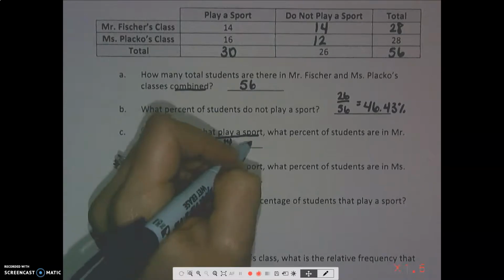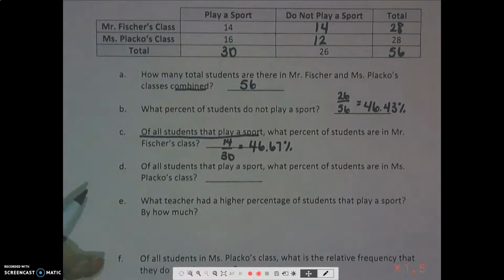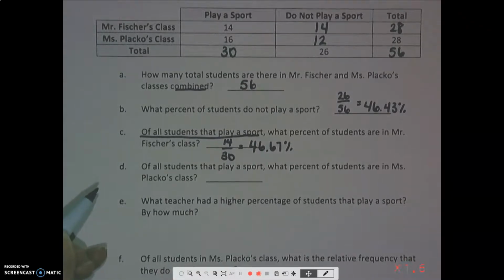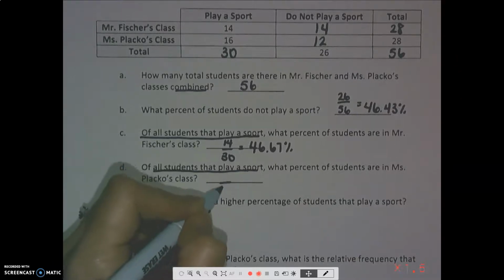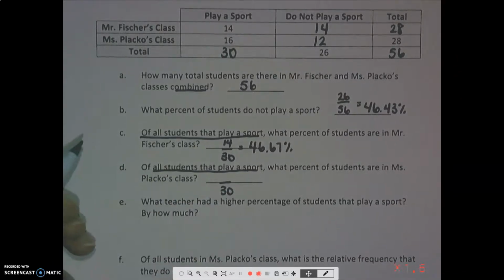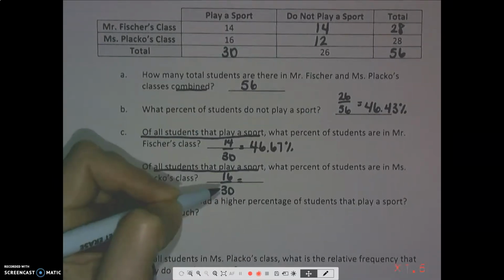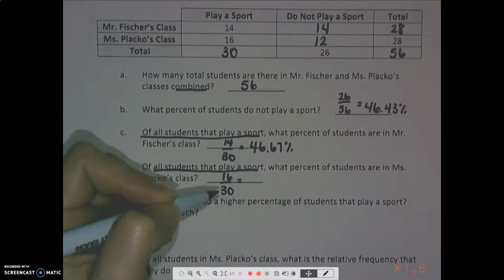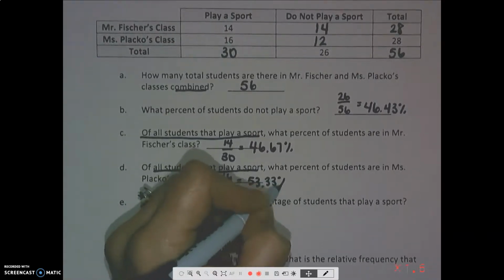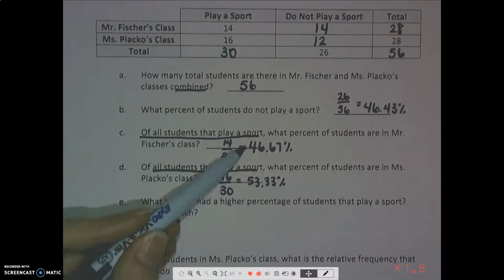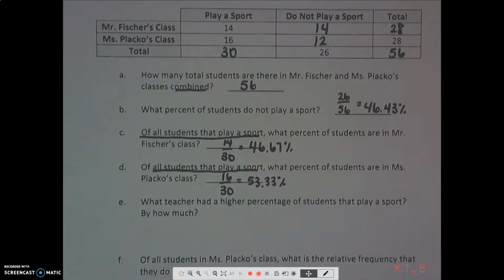So that's going to give us 46.67%. When we divide that, move the decimal place and round. Again, of all the students who play the sport, so that's 30 students, what percent of those are in Miss Placco's class? She's got 16. So 16 divided by that 30 is going to give us 53.33%. We also could have taken 100% and subtracted Mr. Fisher's class because that would leave us with what's left for Miss Placco's.